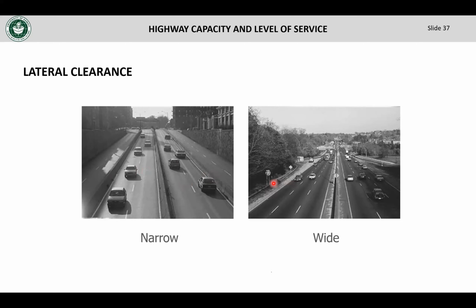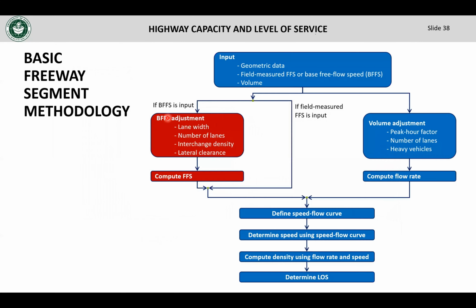On the other hand, here, this is much more open on the right side of this direction of traffic. Clearly, this is a lot more generous and it affects traffic flow a lot less on this freeway than what we have here. So lateral clearance is important. How we determine the basic free flow speed, we have two options.